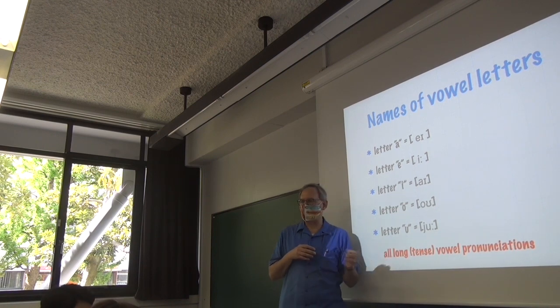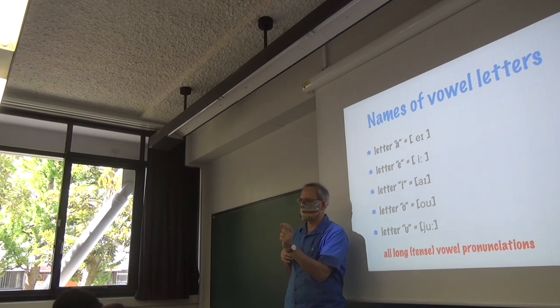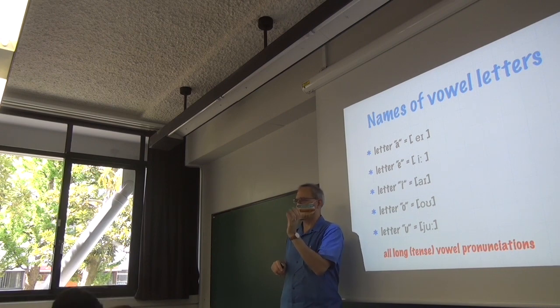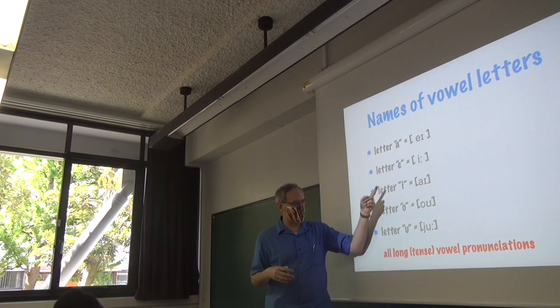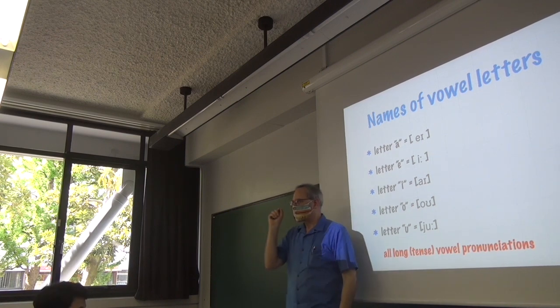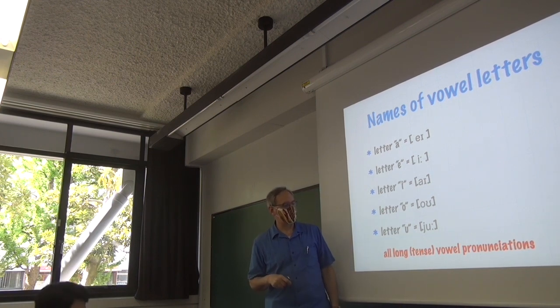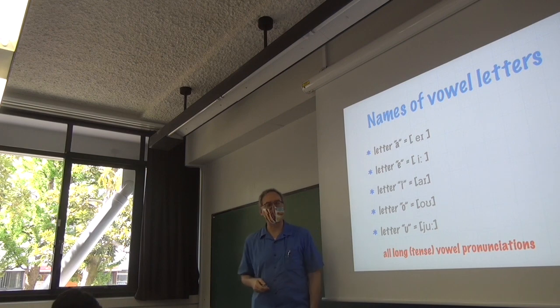It's possible to have a single vowel word in a language like Japanese. So the word for picture is e. In English, it's impossible to have a word e. And we'll learn why later. But for now, just note that the written letter names are all tense, lengthened vowels.